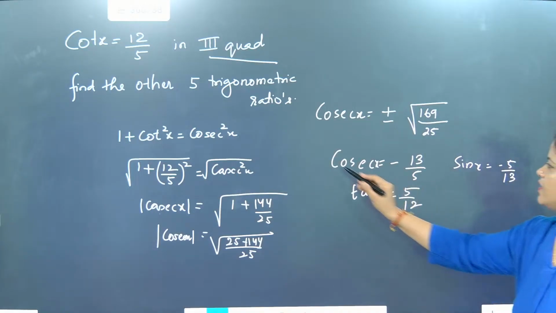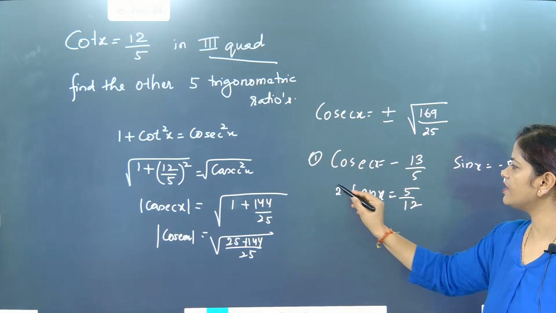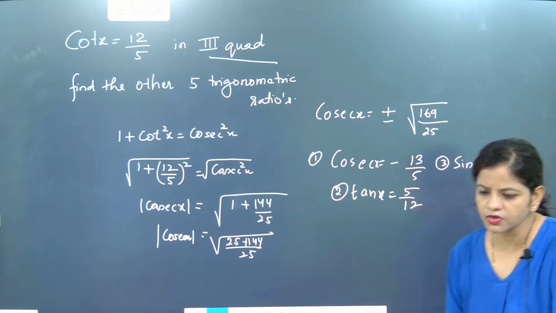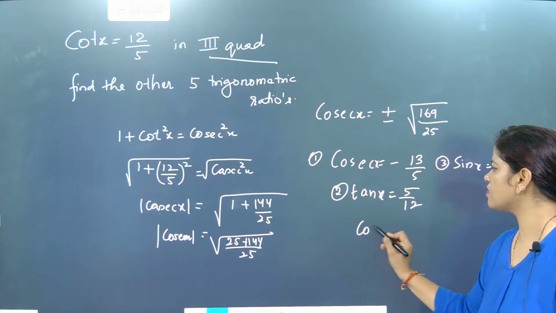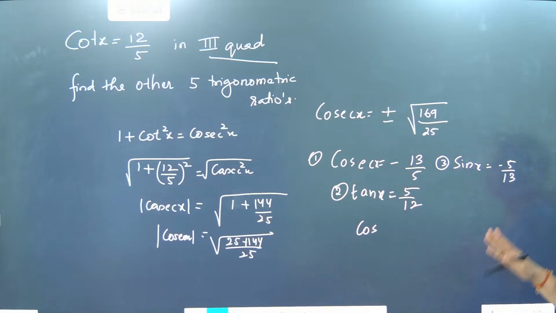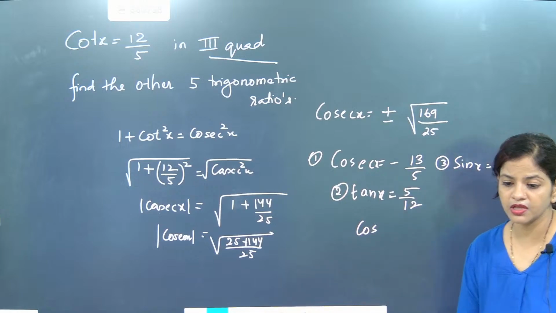So here one value we got, second trigonometric ratio we got, third trigonometric ratio we got. Now cosecant also they will say cos. We know that cos, directly Pythagoras theorem we will apply and get the answer, but sometimes it is important to show in the paper.